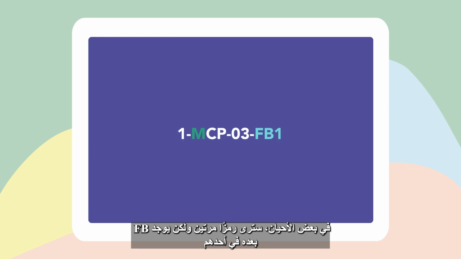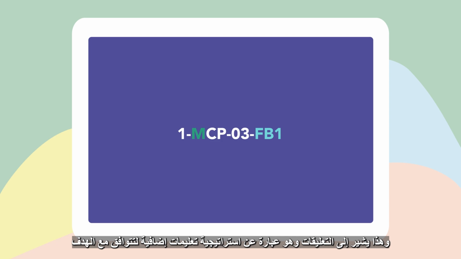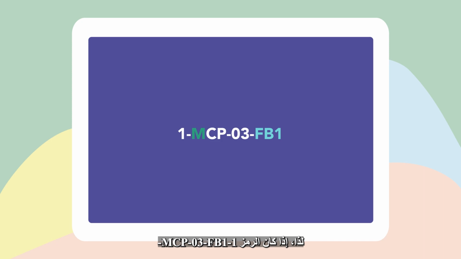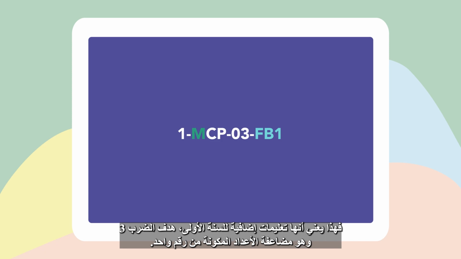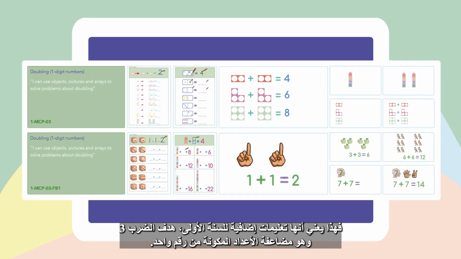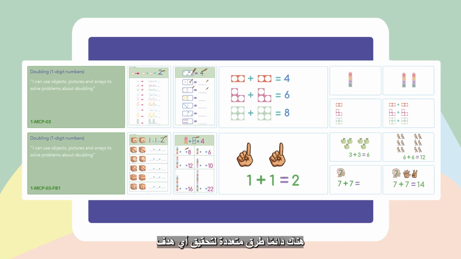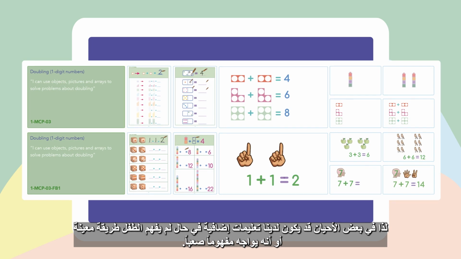Sometimes you will see a code twice, but one has FB after it. This stands for feedback and is an additional instruction strategy to go with an objective. So, if the code was 1MCP03FB1, it means it is an additional instruction for year 1, multiplication objective 3, which is doubling 1-digit numbers. There are always multiple ways to do any objective, so sometimes we have additional instruction in case a child is not understanding a particular method or it's a difficult concept.